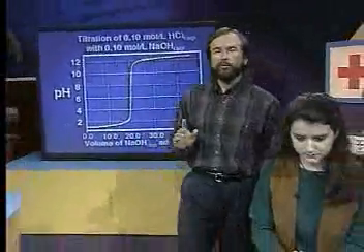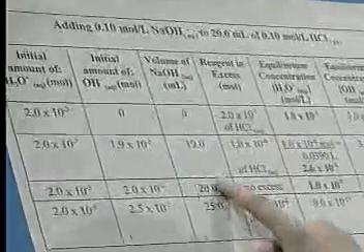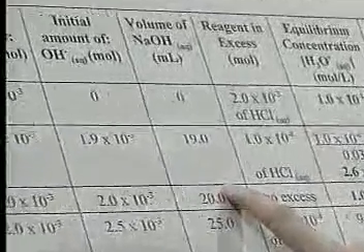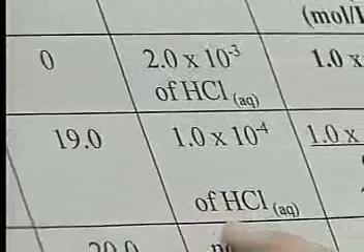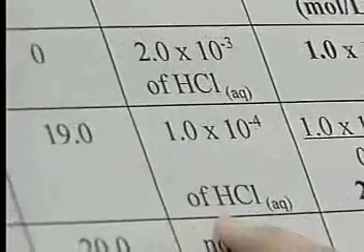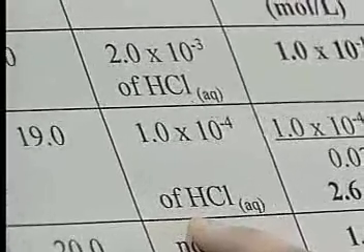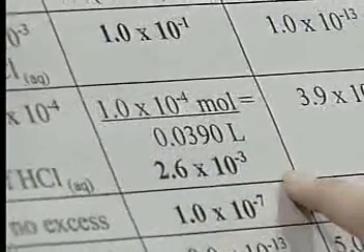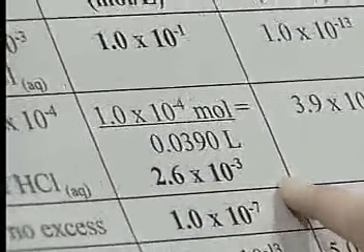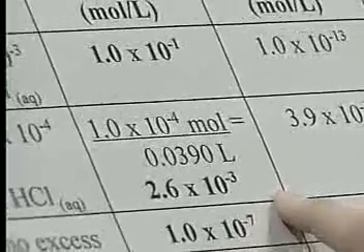All right, now suppose we add almost the same volume of base as we had acid, 19.0 milliliters compared to 20.0. What does that give us, Robin? Well, we have 19 milliliters of sodium hydroxide, 20 milliliters of hydrochloric acid, but that still means that we do have a reagent in excess, the hydrochloric acid, 1.0 times 10 to the negative 4 moles of excess hydrochloric acid. Now we divide that by our total volume to get our equilibrium concentration, 2.6 times 10 to the negative 3 moles per liter of hydronium ion.